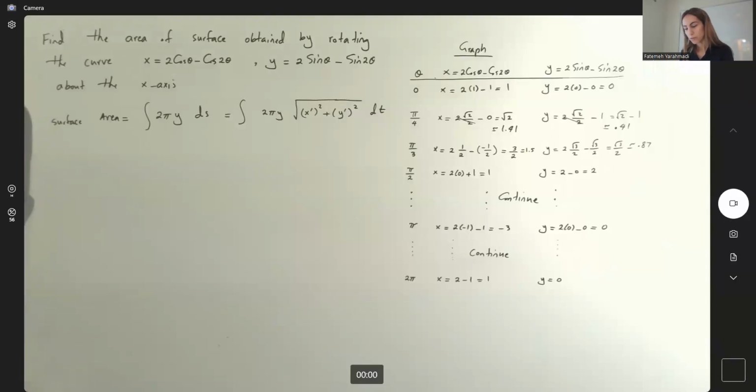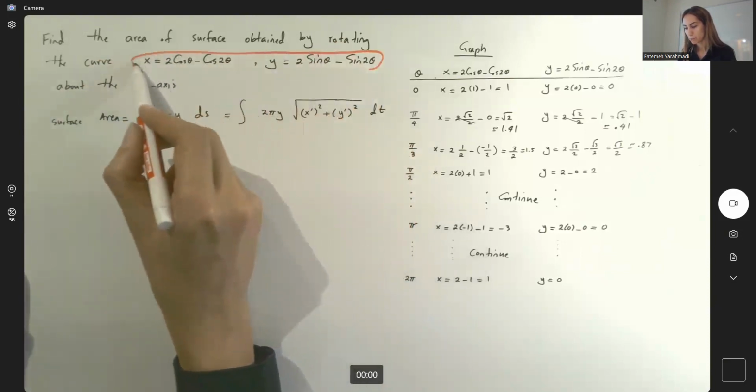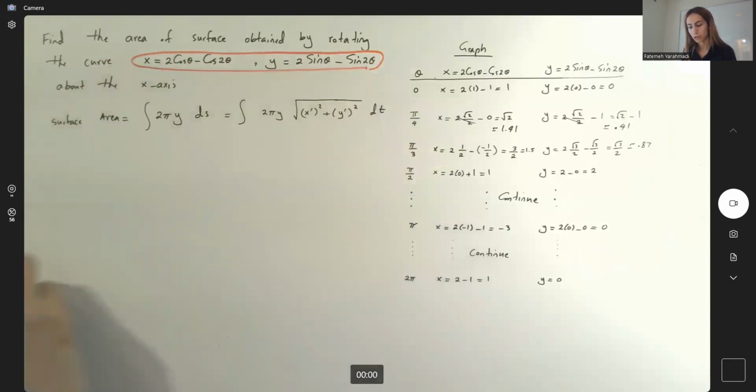Very good. So some of you asked to solve the following problem. Find the area of a surface obtained by rotating this curve, which is defined using theta, a parameter for you, about the x-axis. And we don't have any issue with the formula.